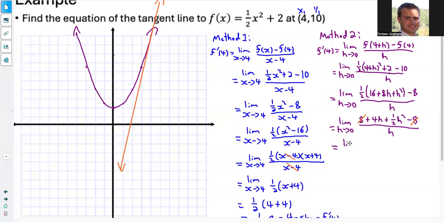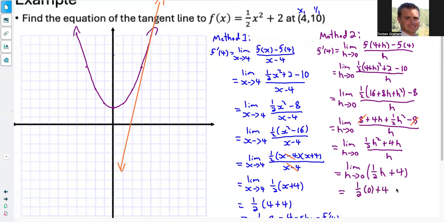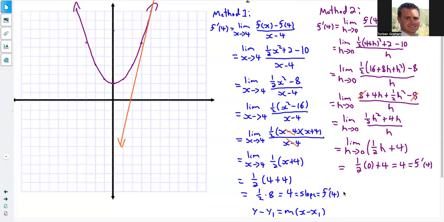So this simplifies down to our limit as h approaches 0 of, I'll reorder these so I've got my largest exponent first, 1/2 h squared plus 4h divided by h. Now I can divide each of these by h and simplify further. So I've got my limit as h approaches 0 of 1/2 h squared divided by h is 1/2 h, and then 4h divided by h is 4. At this point, we'll substitute our 0 in. So we've got 1/2 times 0 plus 4. So therefore, we have 4 is equal to f prime of 4. So we got the same slope as we did using the other method, and then we would get the exact same equation.